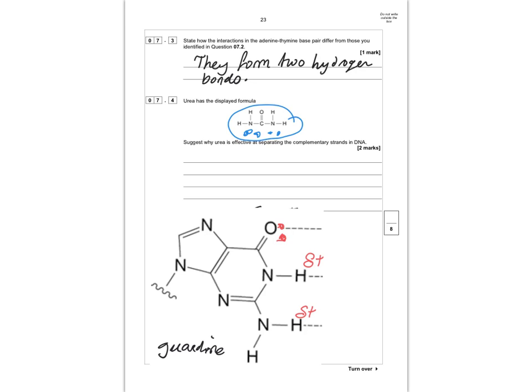So let's now position the urea molecule opposite the guanine molecule. And you can now see why it would disrupt the hydrogen bonding and bind using hydrogen bonds to a base. So it would stop the DNA rezipping. How would you answer that?